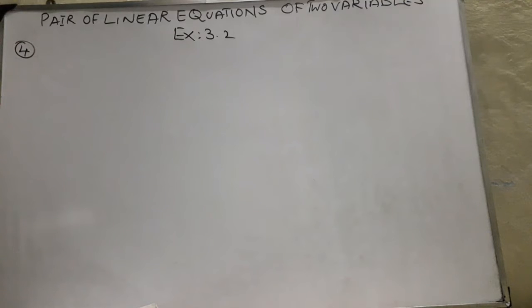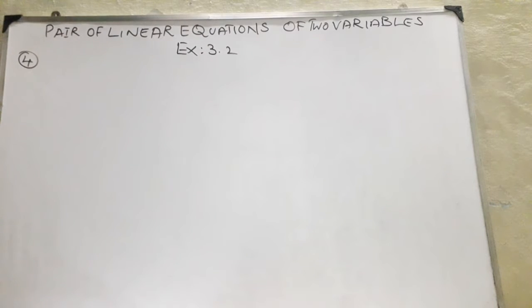Hi students, we will move on to the fourth sum, which is similar to the third one: consistent or inconsistent. I have already told you, if you have a solution for the pair of linear equations, then it is consistent. If you don't have, it is inconsistent. Now we will move on to the fourth sum from exercise 3.2.